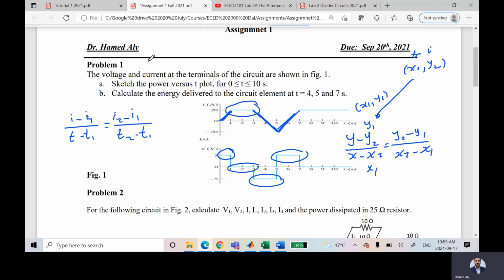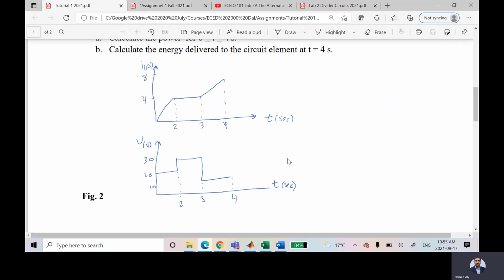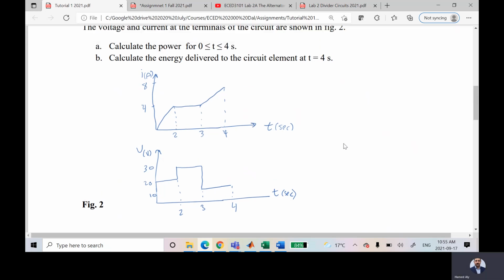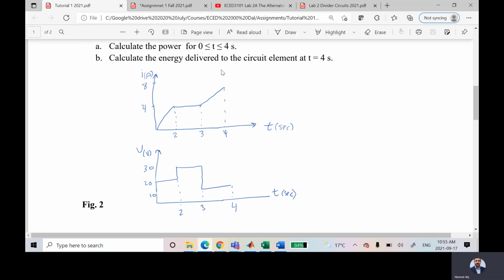So I would like to solve a problem similar to this one, which is this one from the tutorial. I'm asking you similar questions. Can you please calculate the power? Can you please calculate the energy delivered to the circuit at t is equal to 4 seconds? So the first step for solving that problem is I will try to find the equation of this line, the equation of this line, the equation of this line, and by the same way for the voltage.